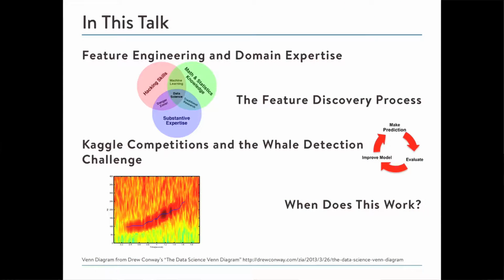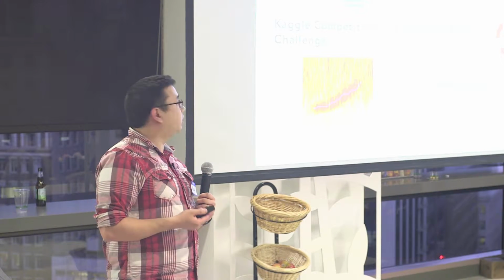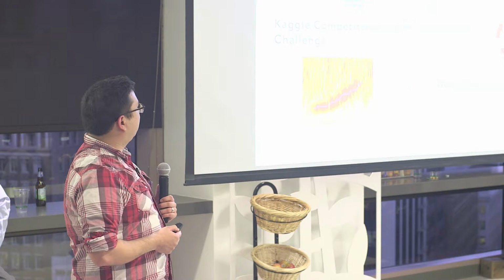In this talk, this is just a brief overview. I'm going to talk a little bit about feature engineering and domain expertise. I have a little call out to Drew Conway's data science Venn diagram, my feature discovery process, Kaggle competitions, and this right whale detection challenge that I worked on, and then talk about when this process actually works and the kinds of problems that you should use it on.